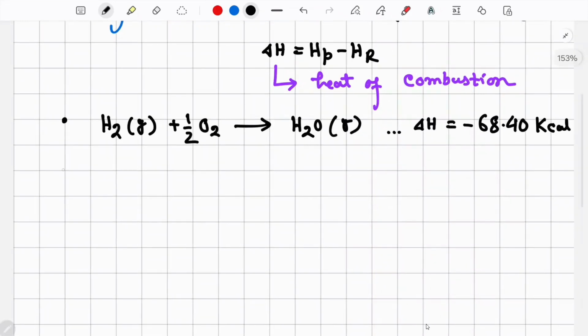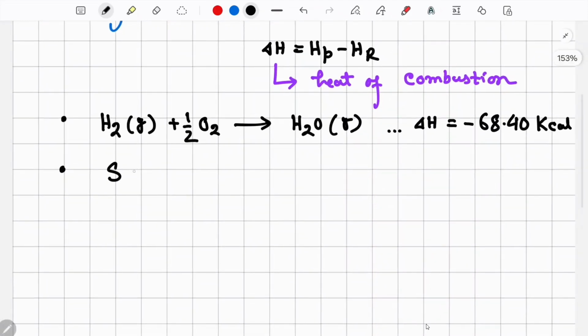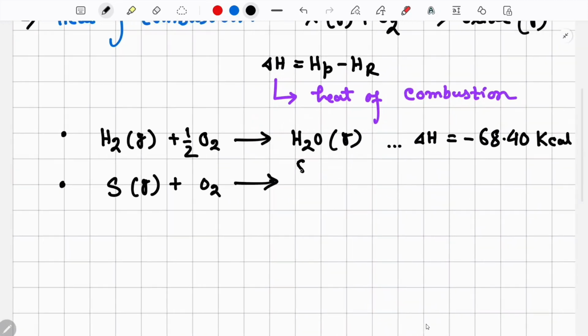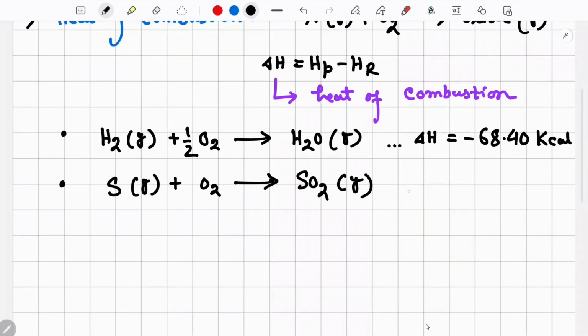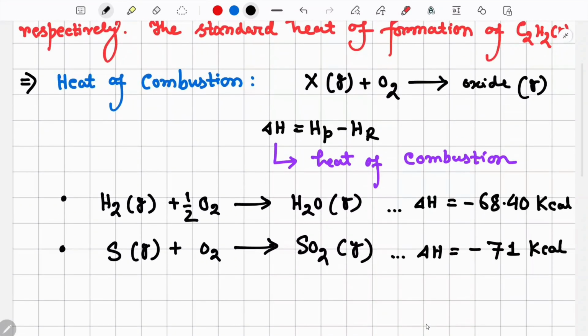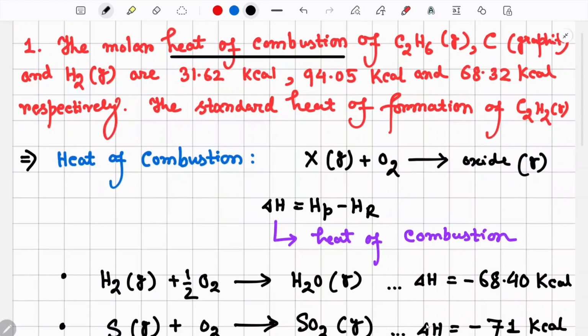And also one more example, you can see sulfur. Here you don't need to balance because it's already a balanced reaction. And this is minus 71 kilocalorie. So this is the heat of combustion. Okay. And one more thing you have to understand, that is heat of formation. Then you can solve this type of question.